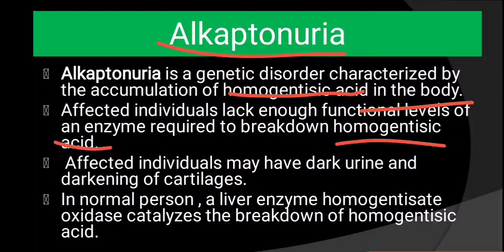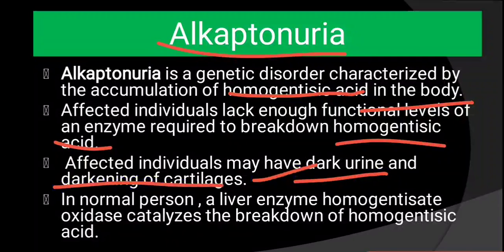This acid also gets accumulated in the cartilages of the ears and nose, and it causes mild arthritis in alkaptonuric persons. So affected individuals may have dark urine and a darkening of cartilages.